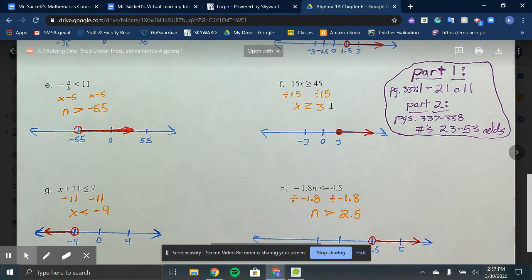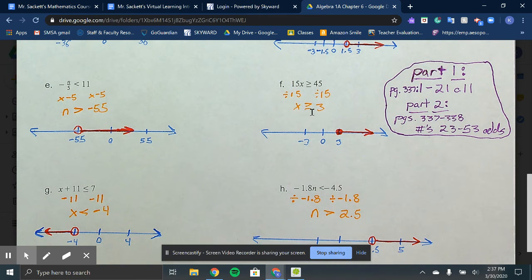In F, 15x is greater than or equal to 45. So we need to divide each side by 15, and 1x is greater than or equal to 3. The or equal to means it's a filled in circle. Greater than would be to the right, so our arrow goes to the right.